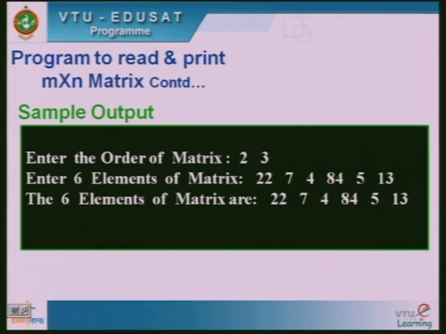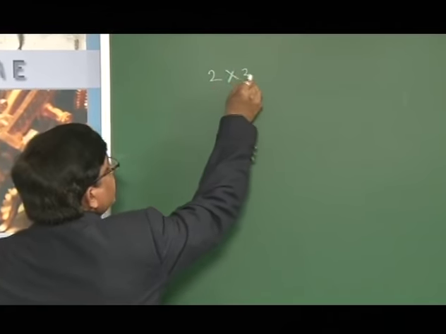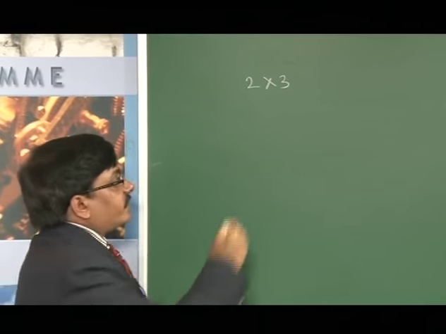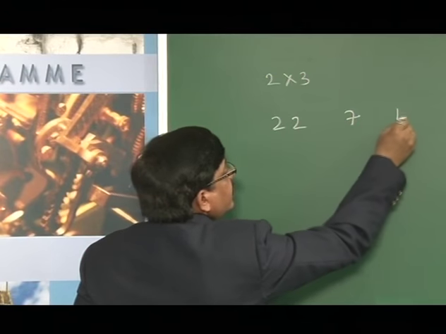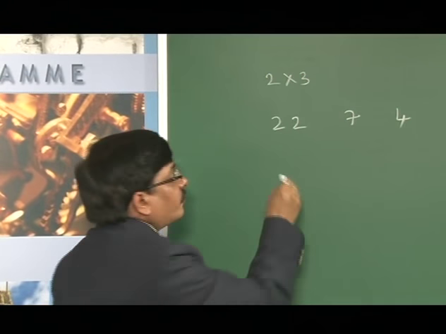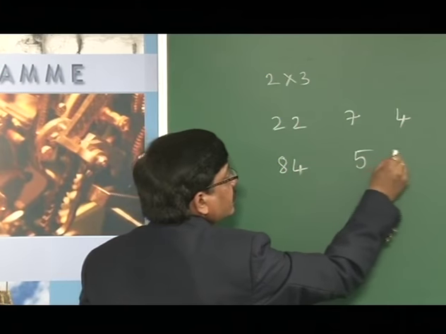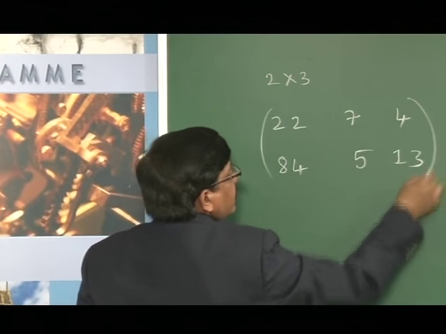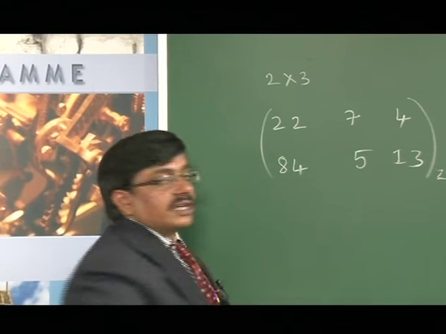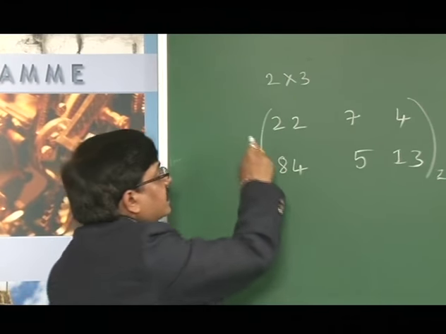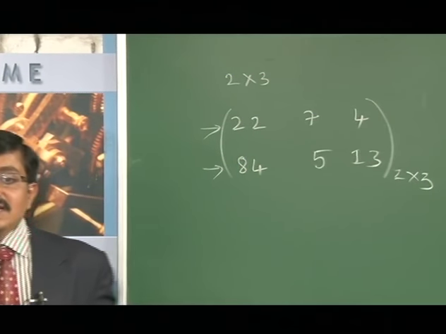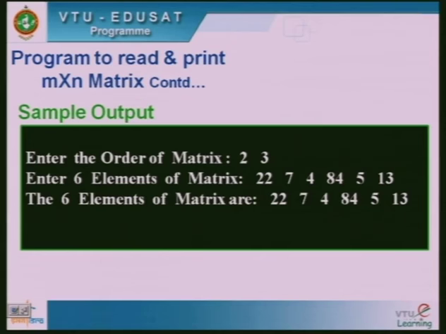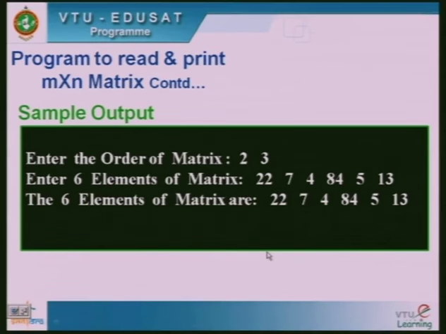So look at this particular input. Since the order of the matrix is 2 cross 3, we have 2 rows and 3 columns. In the first row we have 22, then 7 and 4, and in the next row we have 84, 5 and 13. So this is the order of the matrix. We have 2 rows and 3 columns. Here this is the 0th row elements, this is the first row elements. Now, if I am displaying like a normal list of elements, then that cannot be a recommended one, because the matrix should be displayed in the form of a matrix only.